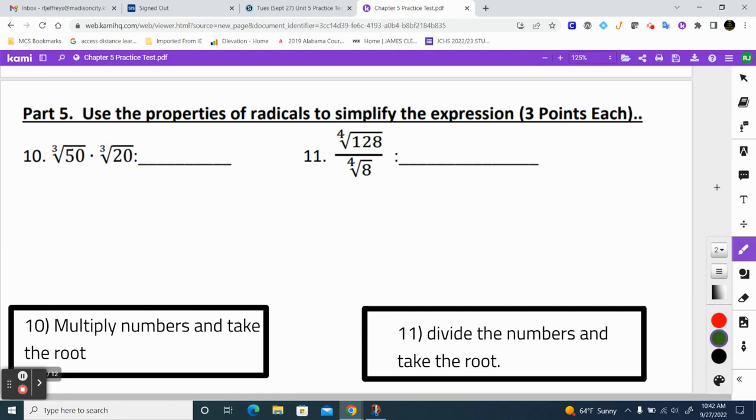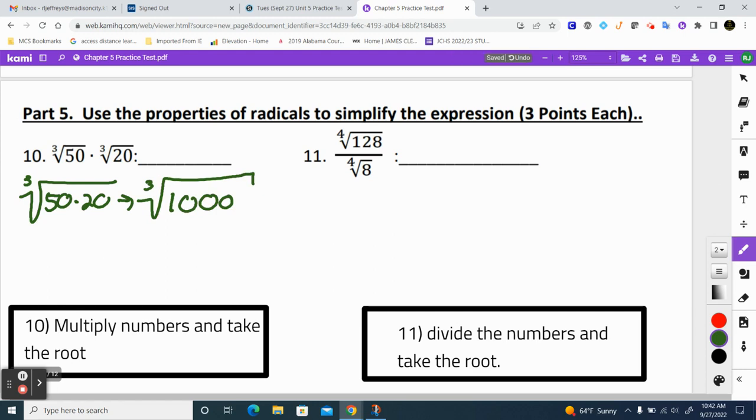Number 10, multiply the numbers and take the root. So 50 times 20 is 1,000. Okay. I wonder what the cube root of 1,000 is. 10. Ta-da! That's it. Crazy how that works, huh?